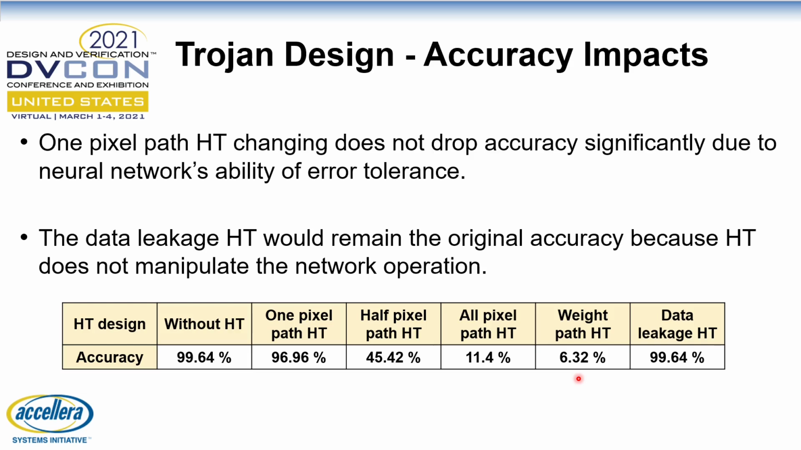For the Trojan leaking confidential data, as we mentioned in page 9, its target is data leakage. So adding the illegal path does not do any modification on the calculation function, or alter the input value of the computation module that would impact classification accuracy. As shown in the table, its accuracy remains the same as the Trojan-free design.